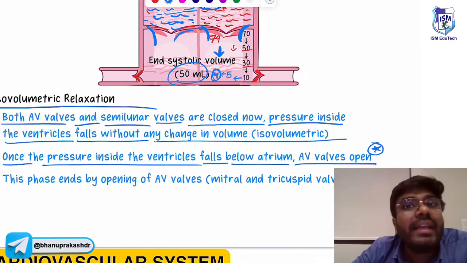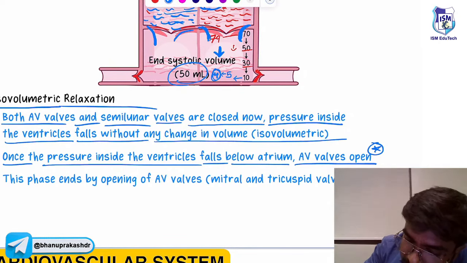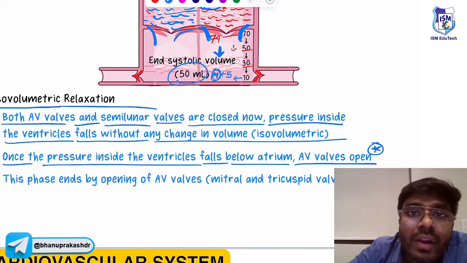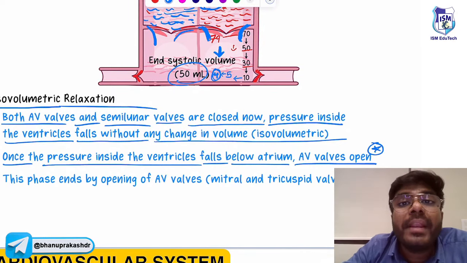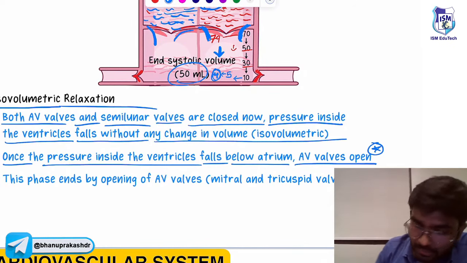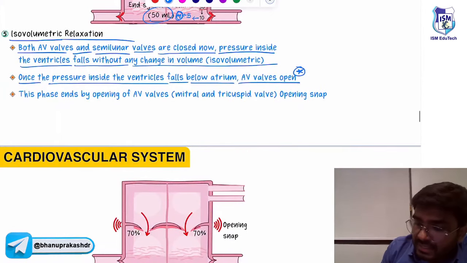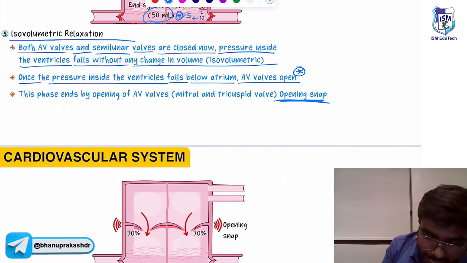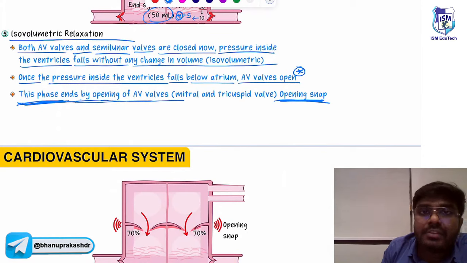Isovolumetric relaxation will be completed. So opening of these valves will cause a sound. Do you know what that is? Opening snap. Opening of the mitral valve and tricuspid valve will cause a sound called the opening snap. Whenever you hear the opening snap, it marks the end of this phase. So isovolumetric relaxation ends by opening of the AV valves.